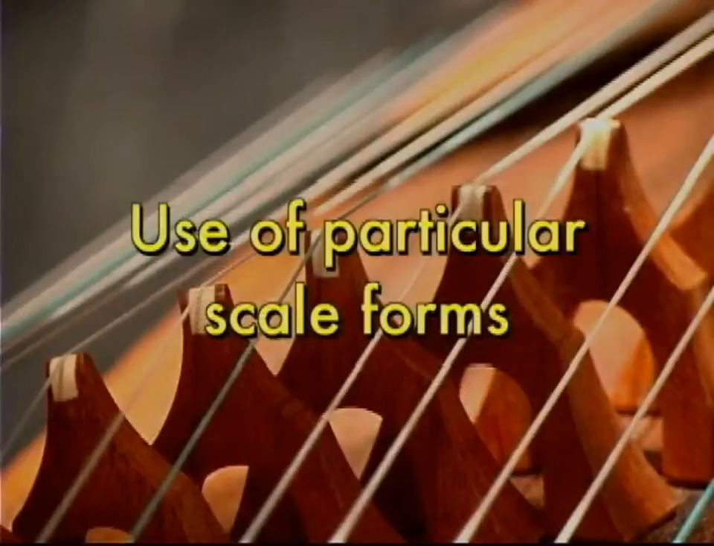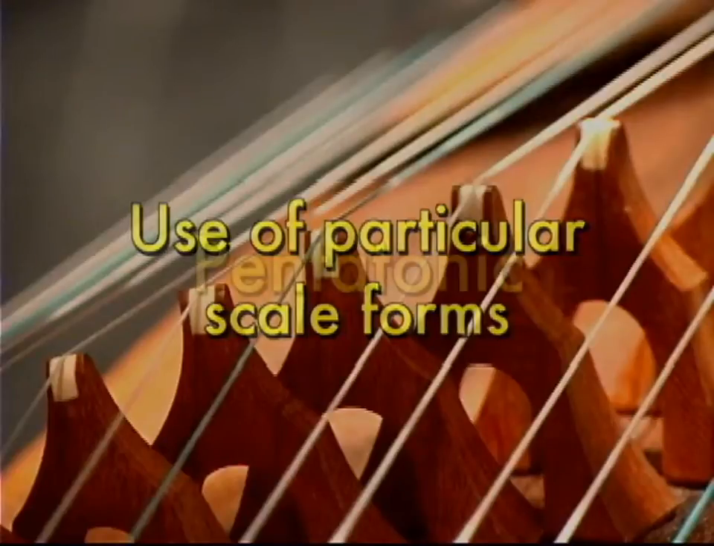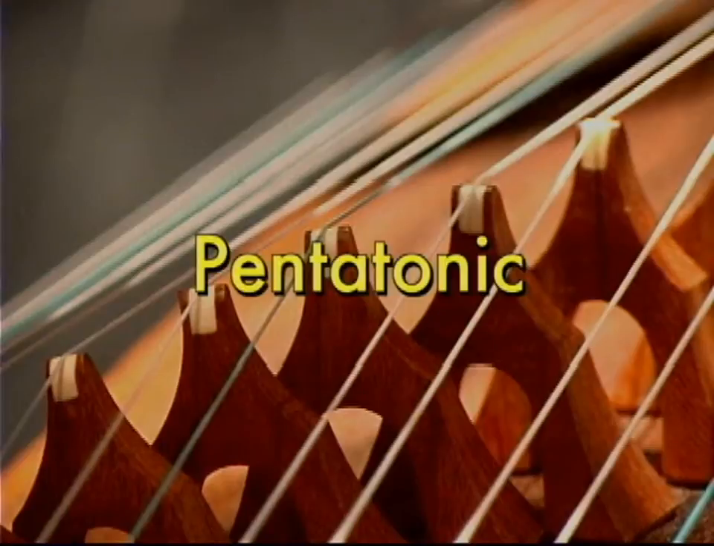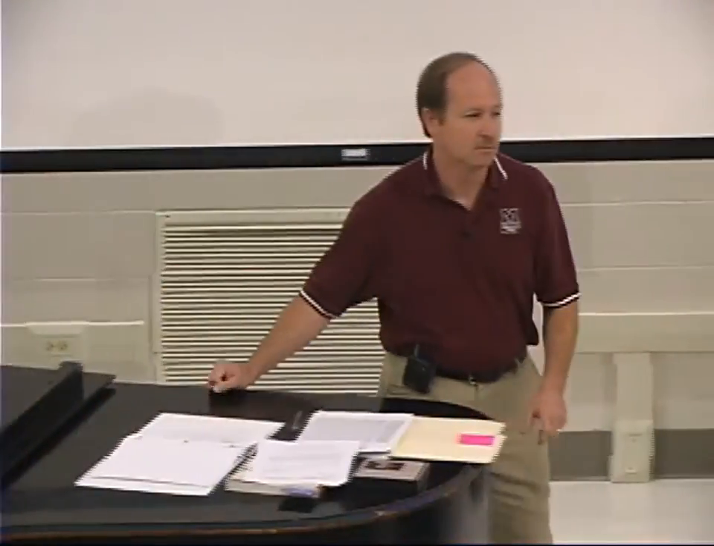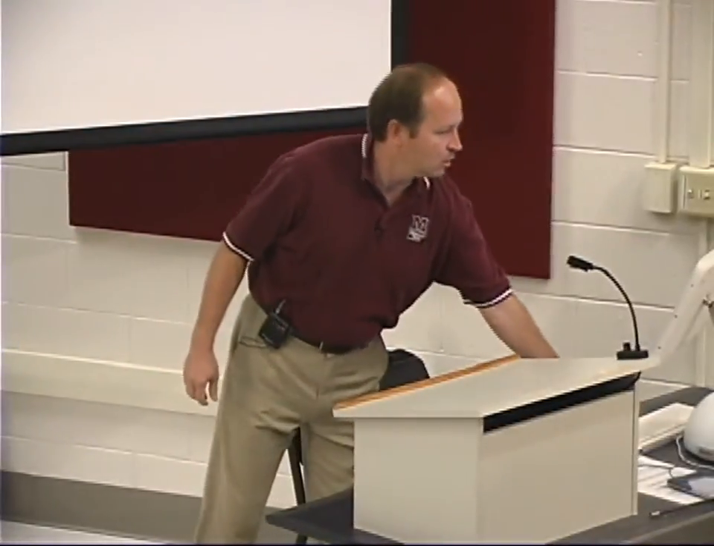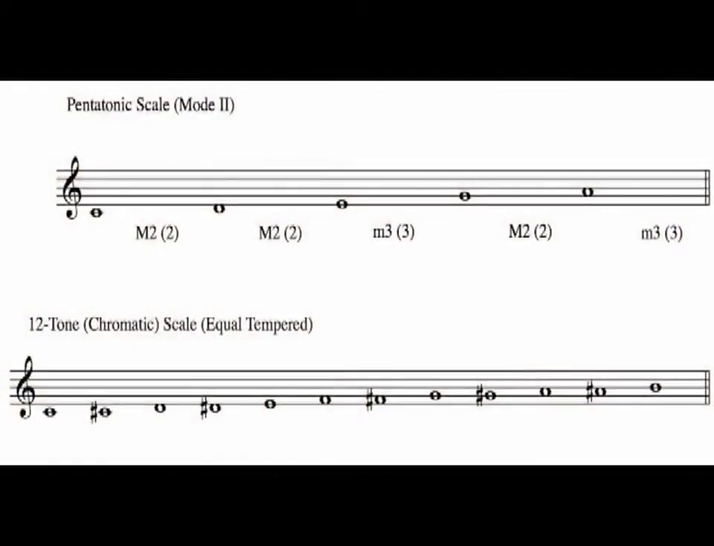Now let's move on to talk about scale forms that are extremely important for this course. And the most important one is the pentatonic scale. Okay? Pentatonic gets its name from the fact that there are 5 notes in the scale. The other one we're going to look at next is the 12-tone chromatic scale. And that's the one that you would get if you played all of the notes on the piano, one after another. This slide, called Useful Scales, delineates both of those scales and how they work.